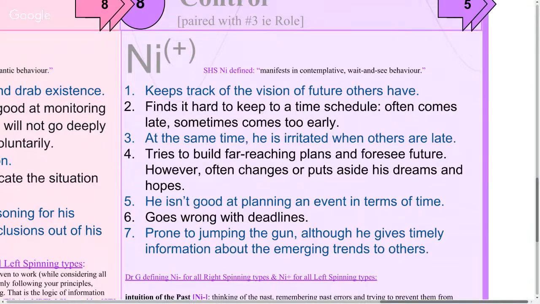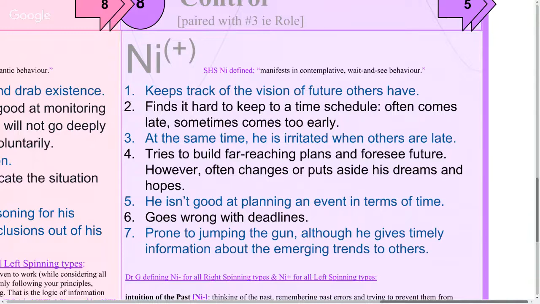Finds it hard to keep to a time schedule. Often comes late. Sometimes comes too early. At the same time, he is irritated when others are late. So that's an example of walk and talk, where you know when someone's late, and the ENFP will probably know exactly how long late you are. You're 19 minutes and 20 seconds late.